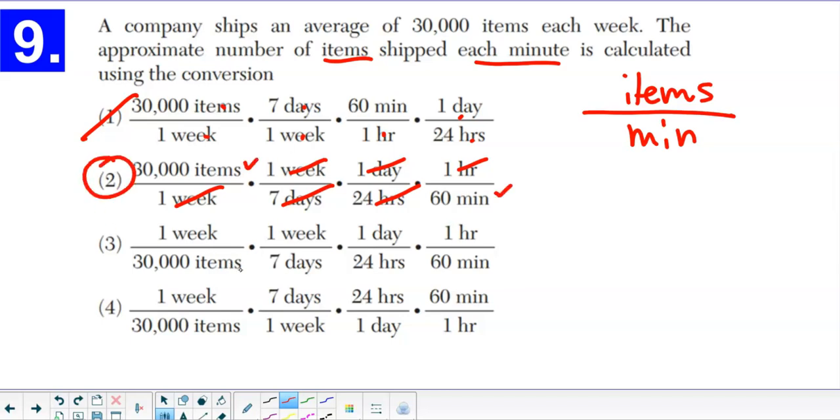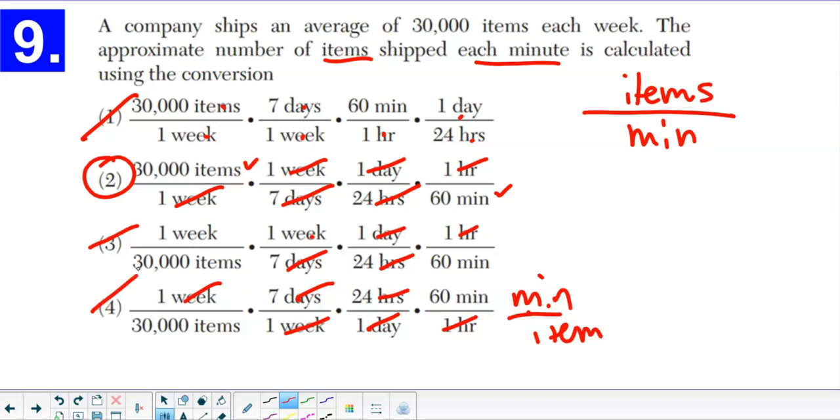Let's just double check everybody else. Days and days, hours and hours. Nope, these don't cancel. Days and days, week and week, hours and hours. Well, this one is minutes per item, which is not what we're looking for. So the answer is 2.